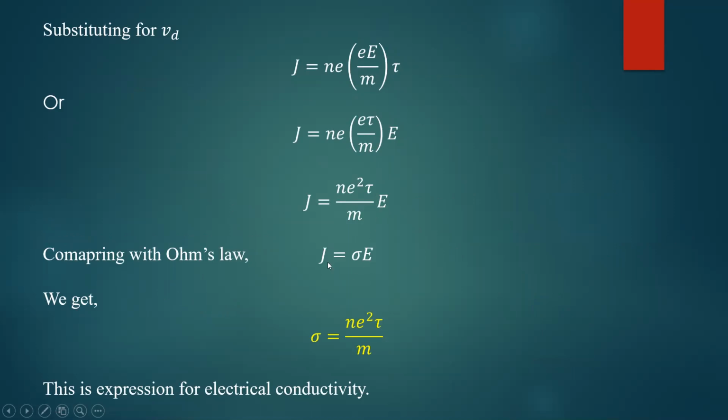In order to compare this equation with Ohm's law, that is J equal to sigma into E, we get J equal to n e square tau divided by m into E. So this term is called electrical conductivity sigma. Therefore, sigma is equal to n e square tau divided by m. So this is the simple derivation for electrical conductivity.